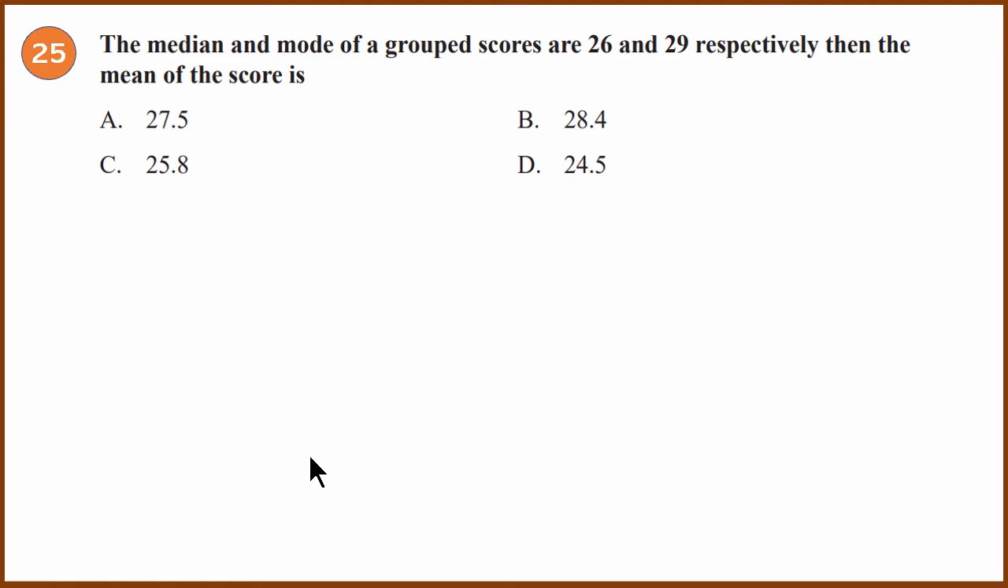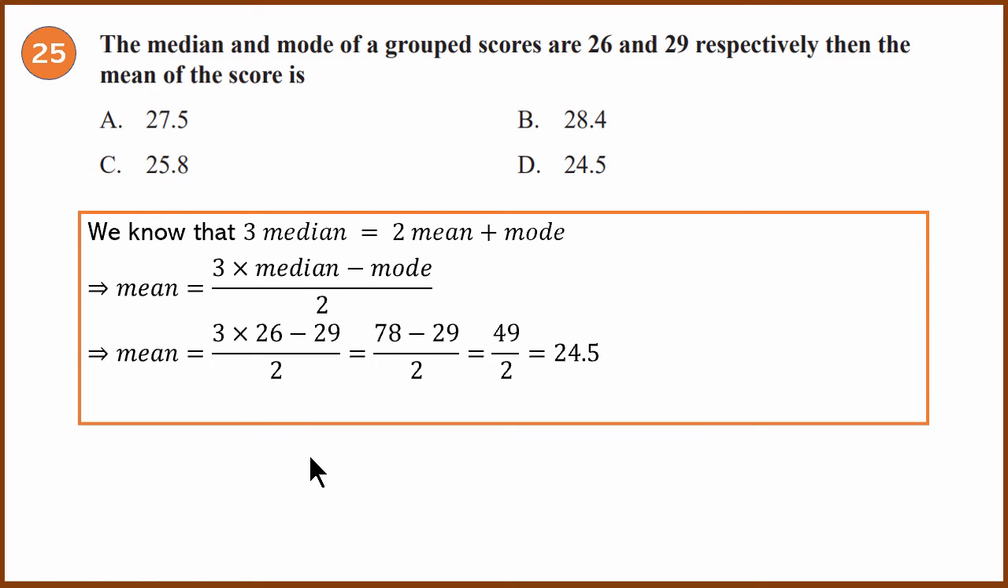25th question, empirical formula question. Median and mode of group scores are 26 and 29 respectively. The mean of the score is. Empirical formula is 3 median equals 2 mean plus mode. If you simplify this, you get mean equals this formula. If you substitute for median, which is 26, and mode 29, and if you simplify, you get 24.5.